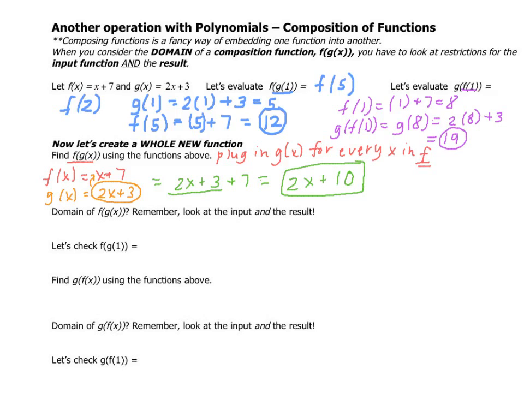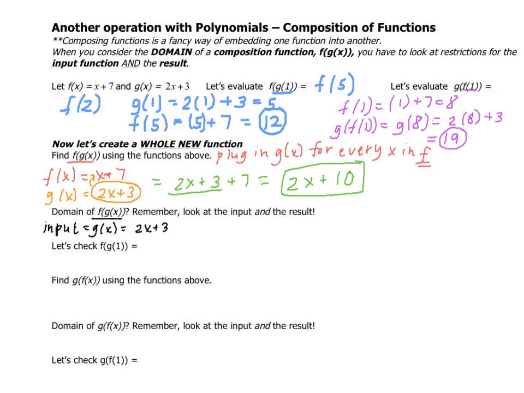So we can also talk about the domain of this composition of two functions by looking at the input. By the input, that's what we plugged in. So the input was g of x. That's what we plugged in for every x in f. That was 2x plus 3. Okay, think about that for a second.